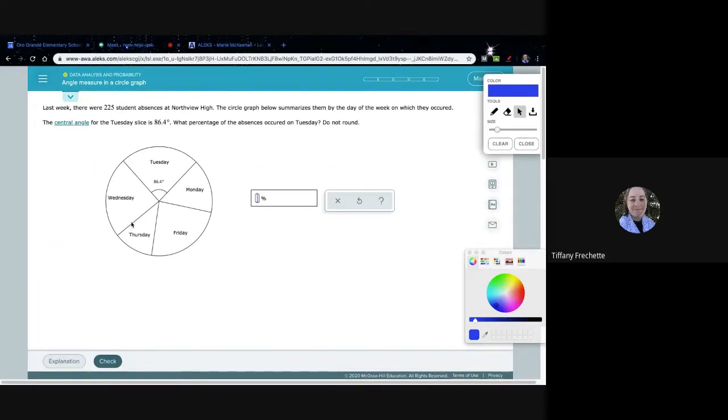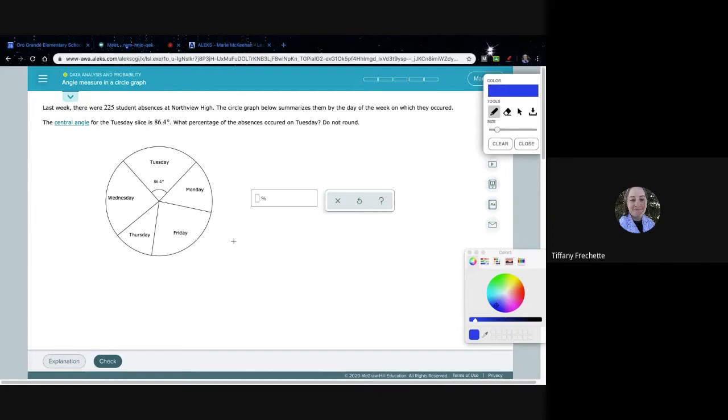Okay, so last week there were 225 students absent at Northview High. The circle graph below summarizes them by the day of the week on which they occurred. The central angle for Tuesday slice is 86.4. So they're giving us the degree slice now. In the last one, they wanted us to find this degree. Now they're telling us it's 86.4 degrees. What percentage of absences occurred on Tuesday?